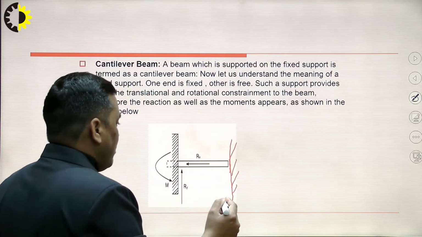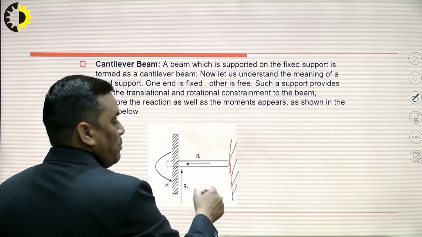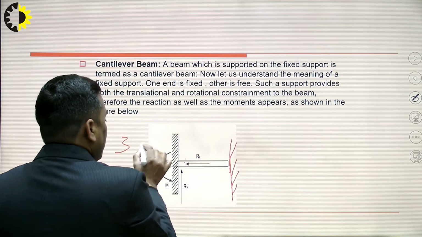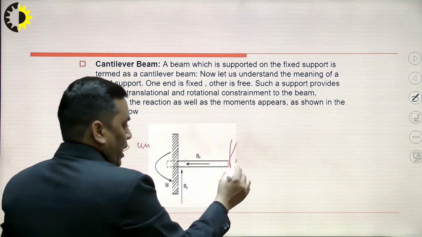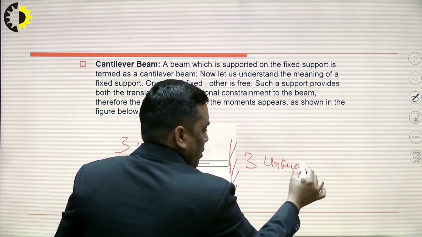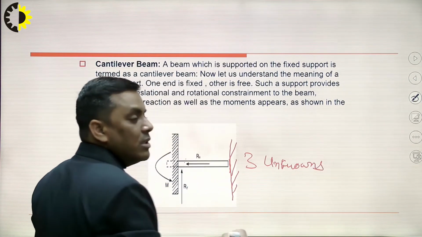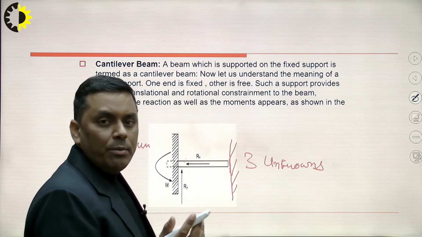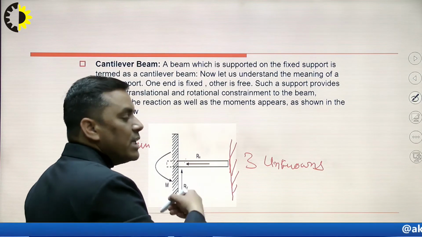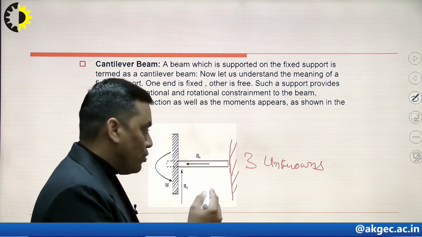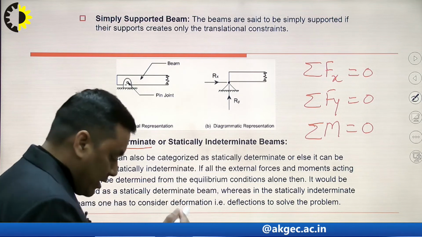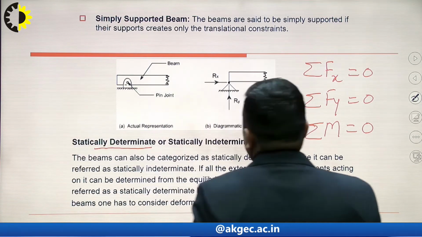But when I am dealing with a fixed type of beam, here at one fixed support we have 3 unknowns and again here we have 3 unknowns. So how many unknowns are there? 6 unknowns. Equations of equilibrium available are 3. So it comes under the category of statically indeterminate type of beam. So this is one more classification, from the mathematics: statically determinate and statically indeterminate type of beam.